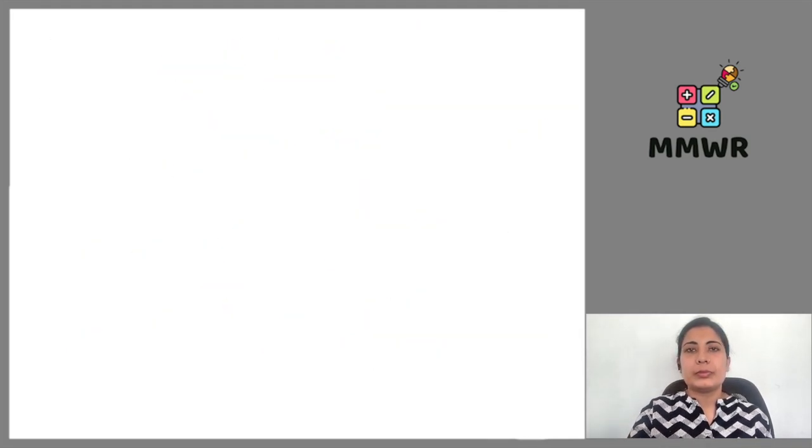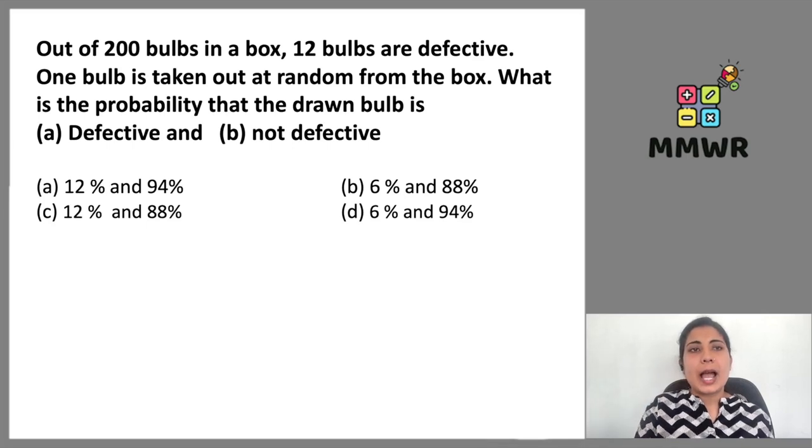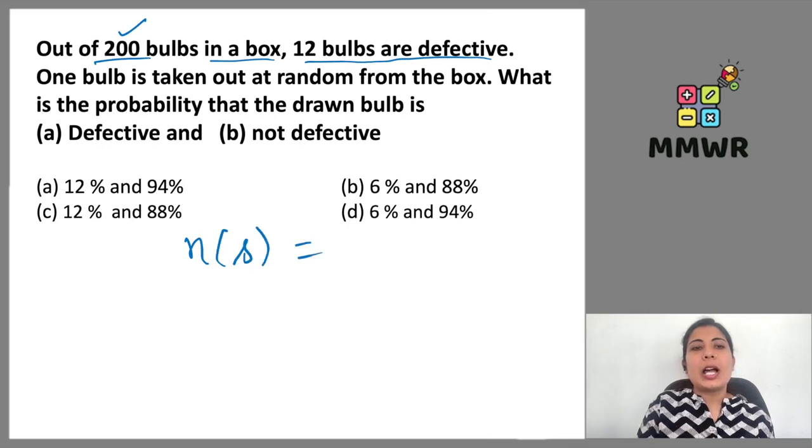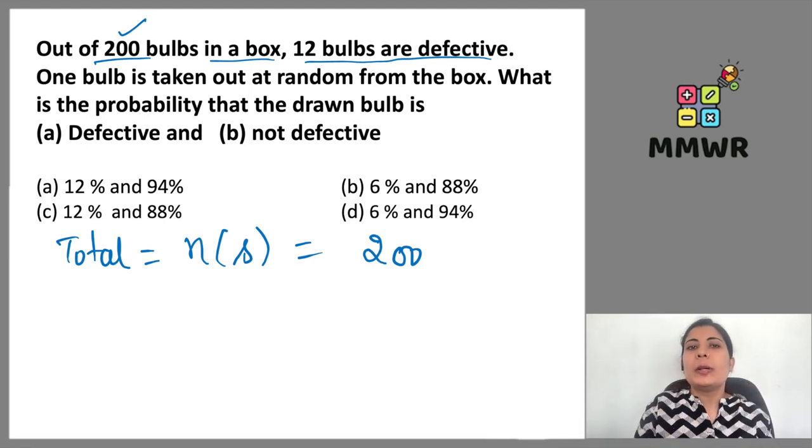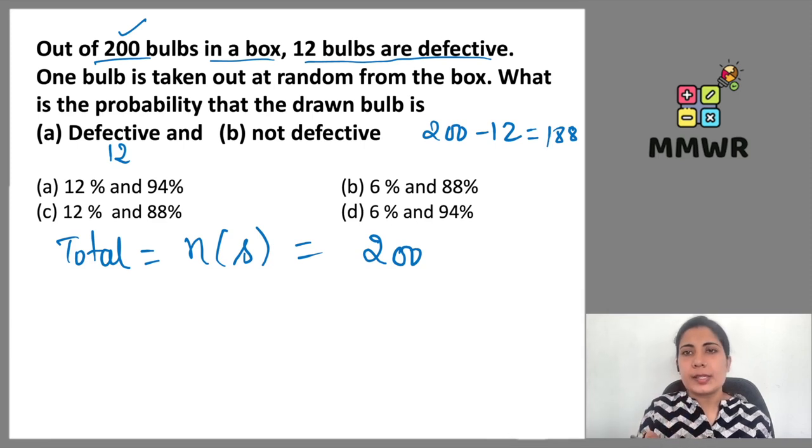Next, let's move to the next example. Out of 200 bulbs in a box, 12 bulbs are defective. How many bulbs are there? 200 bulbs are there. That means we know the total number of bulbs. Now, what is the value of n of s? 200. But a few of the bulbs are defective, a few of them are non-defective. So how many bulbs are defective? Defective 12 bulbs. So how many are non-defective? 200 minus 12, right? Which is 188. If we take the difference here, yes, it will be 188.